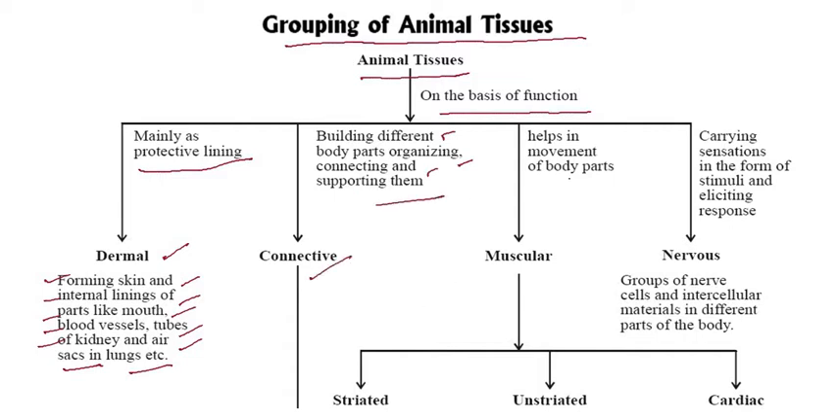Now, helping in the movement of the body, it is the muscular tissue, which is divided into three parts: striated, unstriated and cardiac. Now carrying sensation in front of the stimulus and eliciting a response. Now come to the next division.